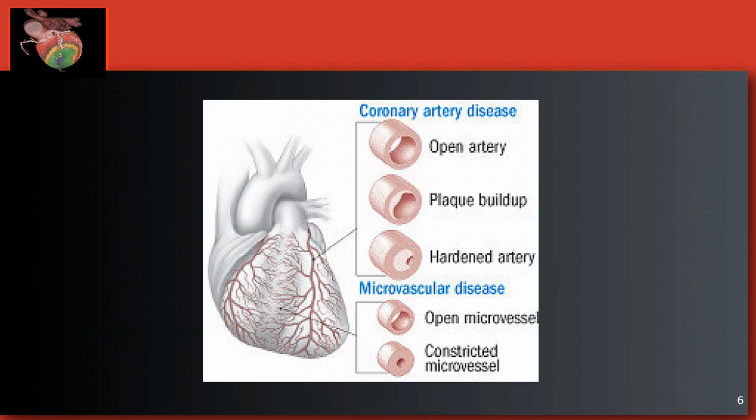This image is showing you coronary artery disease versus microvascular disease. With coronary artery disease, you have either an open artery, some plaque buildup, or a hardened artery. Typically, when plaque starts to build up, you can start to see that calcification on calcium score or CT. And then if it gets enough plaque buildup, you start to see it affecting the perfusion on CTAs or perfusion studies with either SPECT or PET.